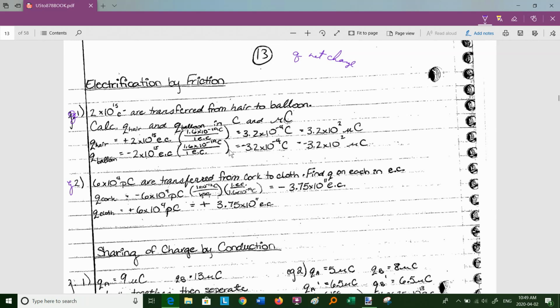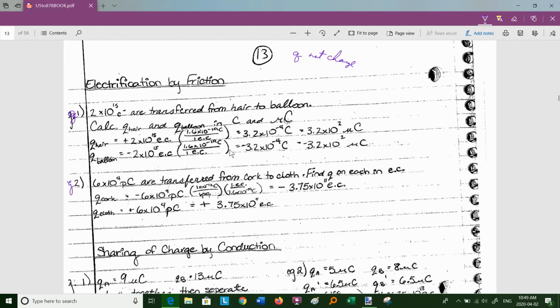Or you could have very quickly said, well, if the hair is going to have a deficiency of 320 microcoulombs, then the balloon had to have an excess of 320 microcoulombs, because you're transferring 320 microcoulombs. Some students ask, how do you know that it's transferred from the hair to the balloon and not the other way? Because the question tells you it's transferred from the hair to the balloon.